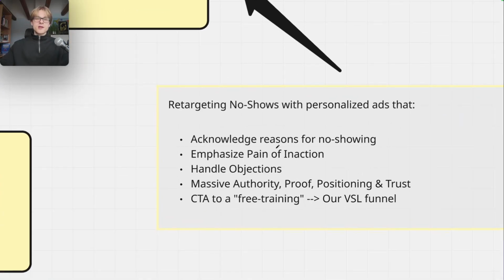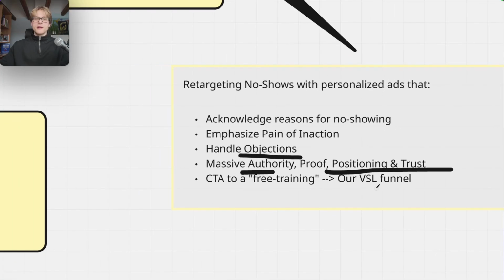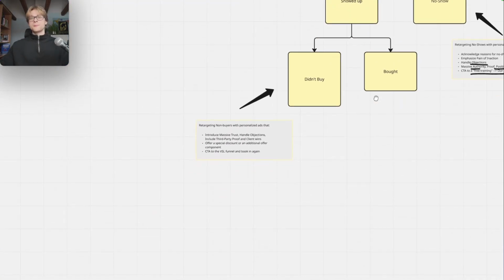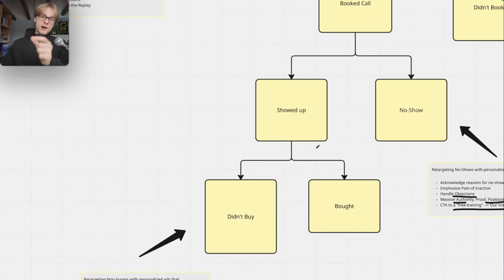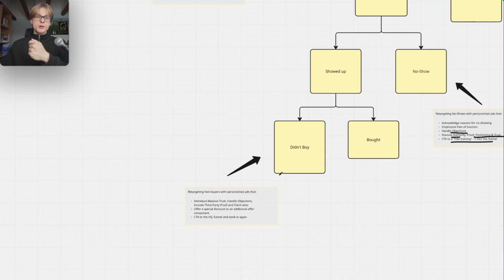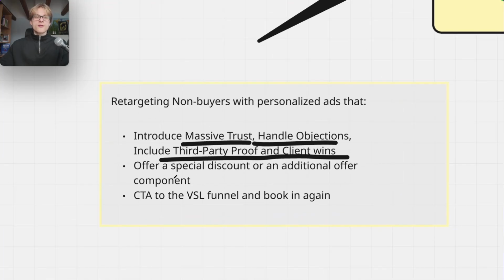So you retire him with a full objection handling asset, for example, a client interview with massive authority, proof, positioning, and trust, right? And then you CTA them to watch a free training, which is basically you with your cell phone. And then they can show up and they can buy or they don't buy, right? And when they don't buy, we still want to retarget them. We want to retarget these non-buyers with personalized ads that introduce massive trust, handle objections, include third-party proof and client wins, and offer a special discount or an additional offer component, right?